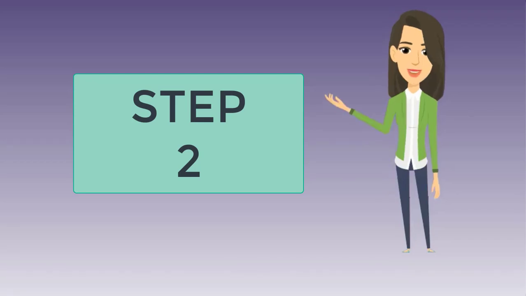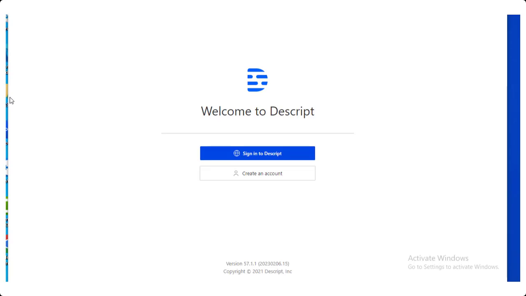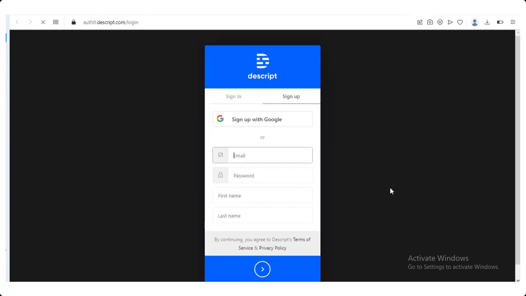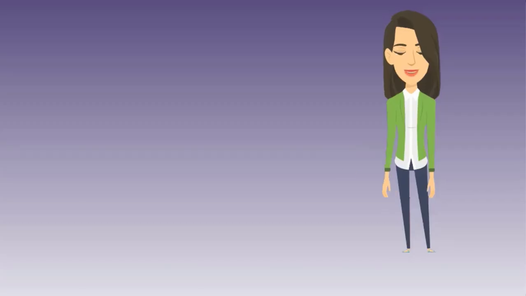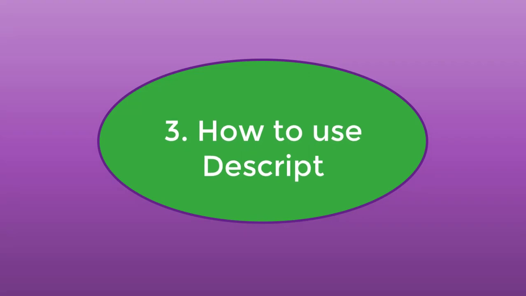Now we will move to step 2, which is to create account. Click Create Account by going here. As soon as you click Create Account, this page will open and fill in the details and click Create Account. Or you can sign in with your Google account. After creating an account, we will move to step 3, which is how to use Descript software.